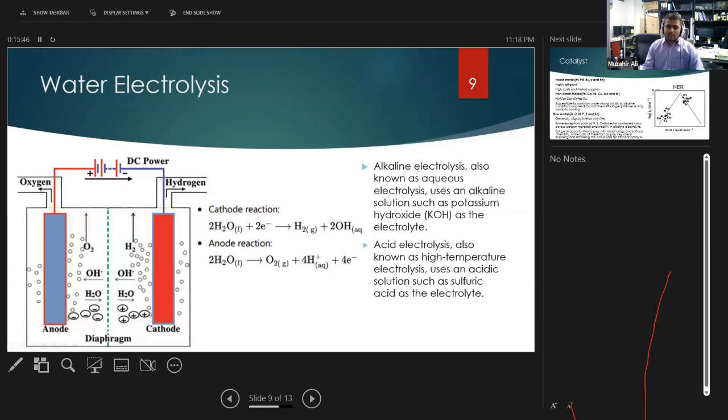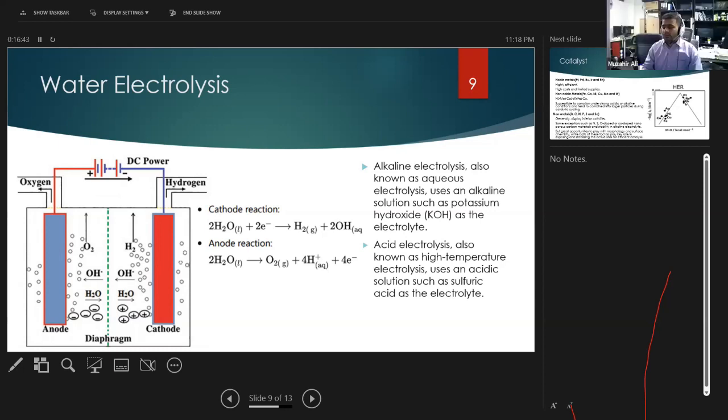This water electrolysis totally depends on the electrolyte medium, like whether the electrolyte medium is an alkaline medium or an acid medium. On the basis of the media used, we can divide it into alkaline electrolysis and acid electrolysis. Alkaline electrolysis is also known as aqueous electrolysis, which uses an alkaline solution such as potassium hydroxide as the electrolyte, and acid electrolysis uses an acidic solution such as sulfuric acid as the electrolyte. Both methods have some advantages and disadvantages.